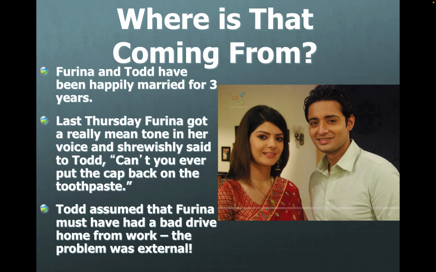As far as Fiorina and Todd were concerned, Todd assumed that Fiorina's anger or her negativity had to do with something that happened externally. So we can see things as either external or internal. They are always like this, or this is something new. Why are they acting this way?